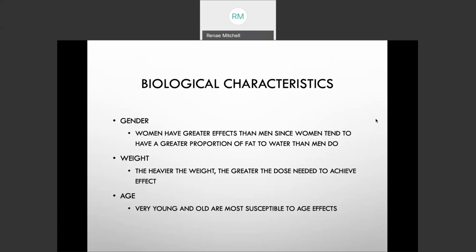The heavier the individual, the more they weigh, the greater the dose needed to achieve drug effects. So part of that's related to metabolism. Another part of that is related to just the different rates of absorption in body fat and the way the body breaks down a substance. And then age also has an impact. So generally, very young babies, infants, young kids, and elderly people are generally more susceptible to drugs and their dosages.